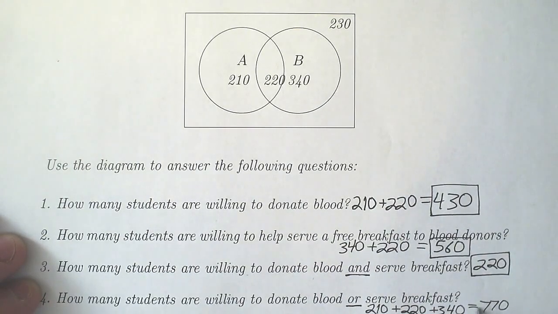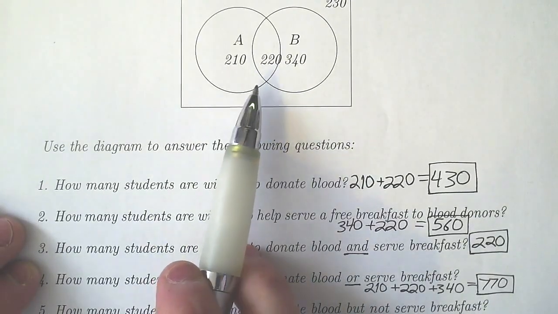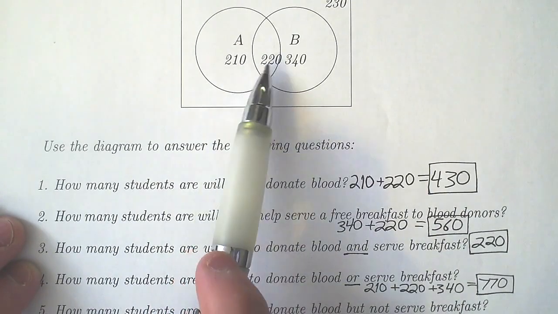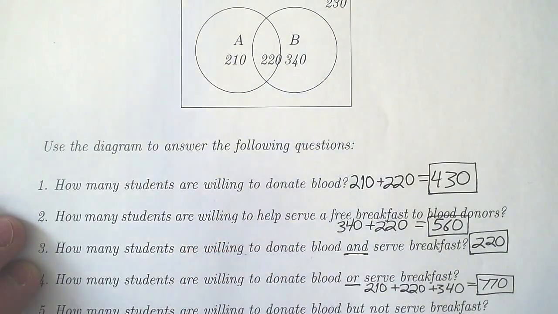And we don't have to subtract anything. If you look at how the diagram is given, we're not really double counting anything, because these students were counted, these students were counted, these students were counted.